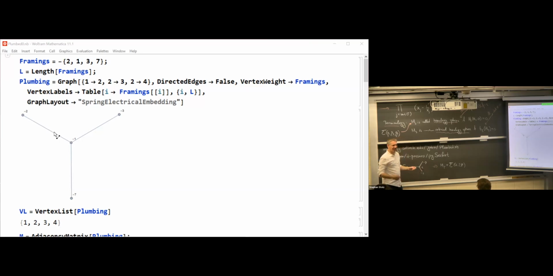So Pavel was asking me yesterday, can I give you a plumbing graph for P1, P2, P3? The naive thing would be to put P1, P2, P3 here, but that's incorrect. That's where some continued fractions come in. But anyway, that's the example.